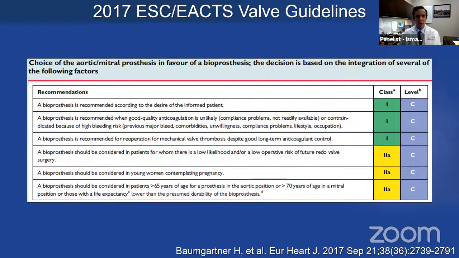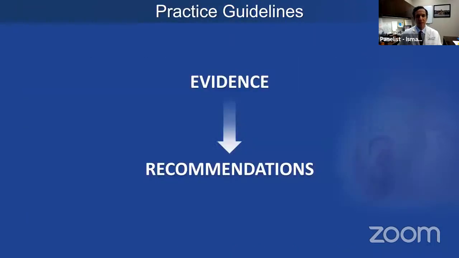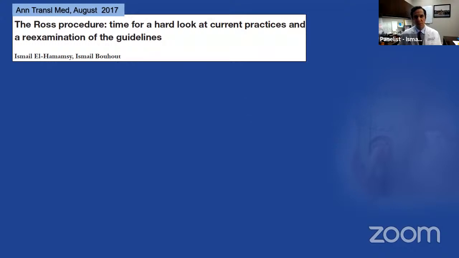So we can debate for a long time what the role of guidelines is and how they should be written and with what purpose, but at least that was the approach, and that's why they decided to keep the Ross procedure aside in the guidelines. So I would tell you that when it comes to the Ross, there's a definite misalignment between evidence and recommendations. And in recent years, you'll see editorials coming up.